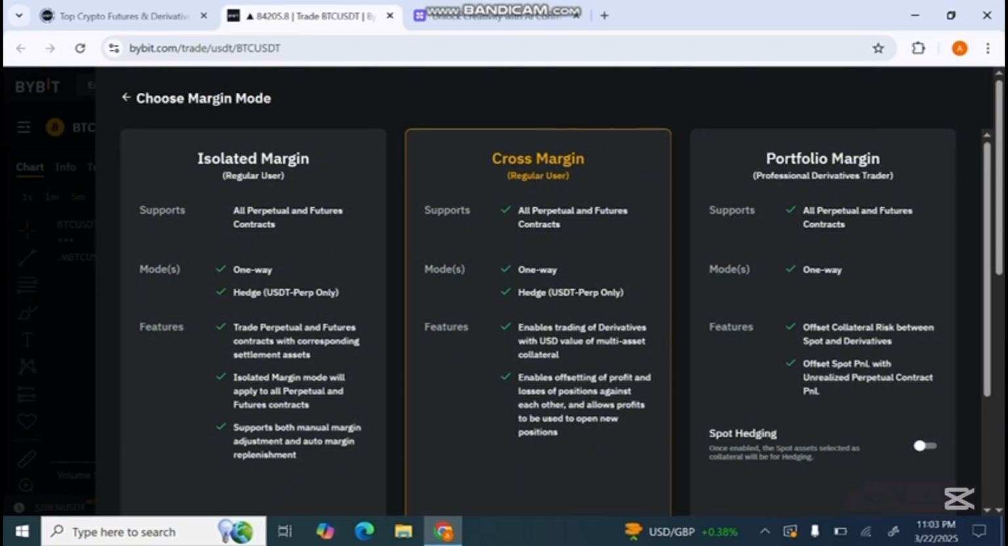Now let's talk about isolated margin. In isolated margin, you only work with the money you invested. Like if you invested 1,000, then you will work with only 1,000. Even when the coin goes to the bottom, there will be no money taken from your account. So that's how isolated and cross trading work.